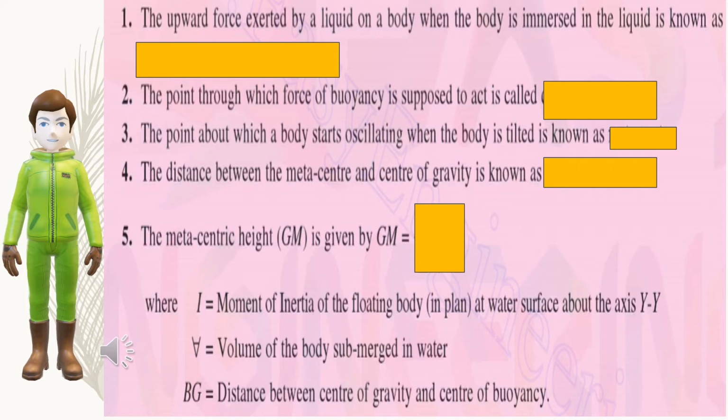Fifth one, the metacentric height GM is given by GM equal to dash, where capital I equal to moment of inertia of the floating body, V equal to volume of the body submerged in water, BG is distance between center of gravity and center of buoyancy.